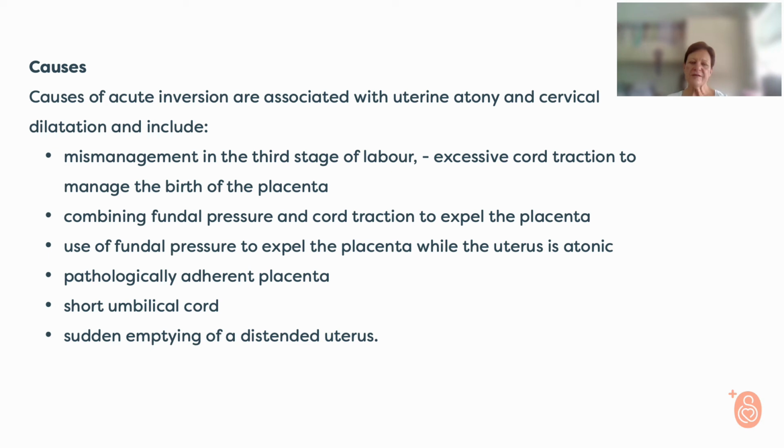And then pathologically adherent placenta, like a placenta accreta, where the placenta has been implanted into the muscle part of the uterus, we might easily, again with cord traction, pull the uterus out. Other causes are a very short umbilical cord and sudden emptying of a distended uterus, in the case of a multiple pregnancy or hydramnios, where we have a big uterus and suddenly the fetuses are born quickly, or in the case of hydramnios, where the fluid gushes out and the uterus is quickly much smaller.